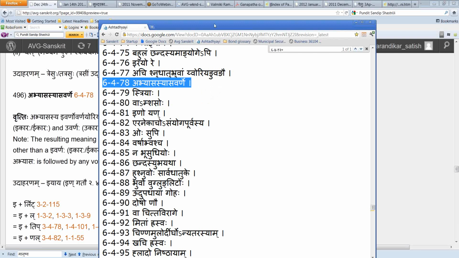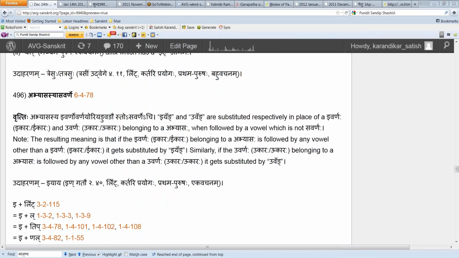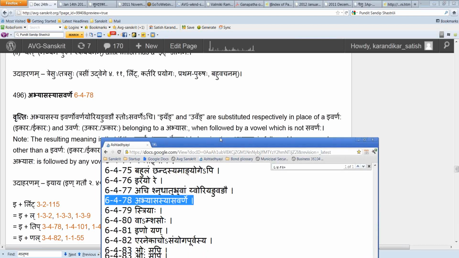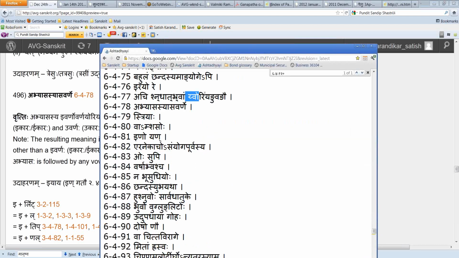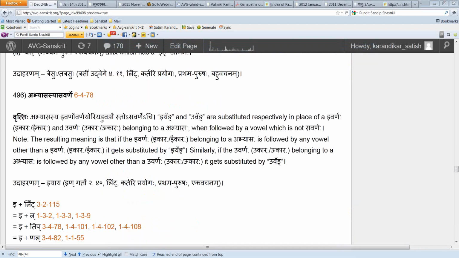It says Abhyasasya Ivarano Varana Yoho. That's the Yuvor. The vritti of Yuvor coming from the prior sutram Yuvor. So Ivarano Varana Yoho, that is the sthani. In place of the I varana, meaning rasva ikara, atva dirgha ikara, and U varana, which is rasva ukara, atva dirgha ukara. Iyang Uvang ustaha. Take the adesha of iyang and uvang respectively, yatha sankhya.